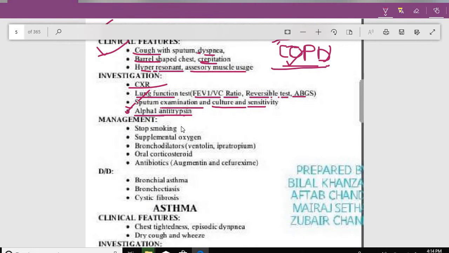How will we manage the patient with COPD? We will ask the patient to stop smoking. We will give supplemental oxygen, and bronchodilators should be given like Ventolin and ipratropium, and oral corticosteroids should be given to the patient, and antibiotics are suggested like augmentin and cefuroxime. The differential diagnosis will be bronchial asthma, bronchiectasis and cystic fibrosis.